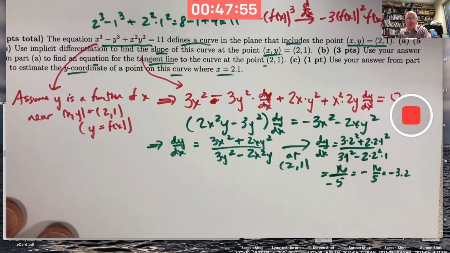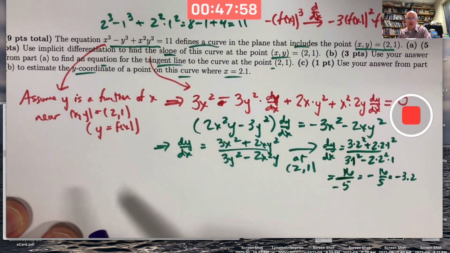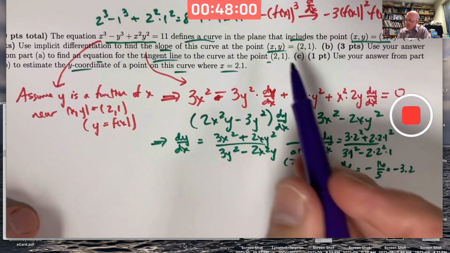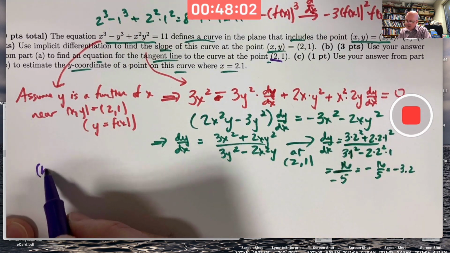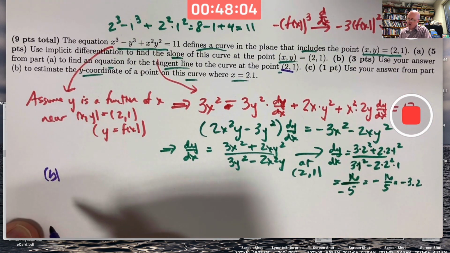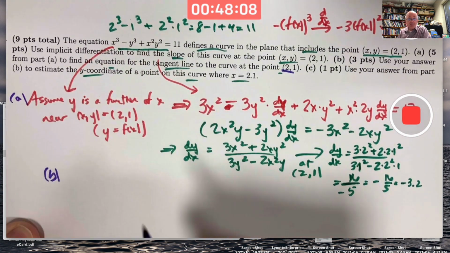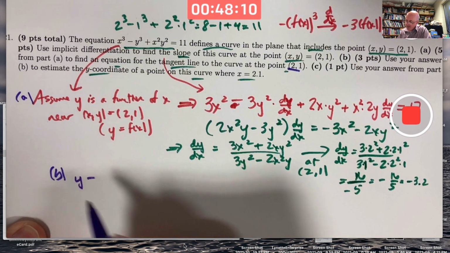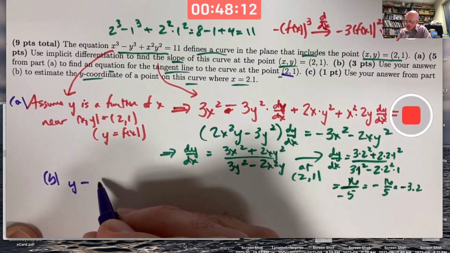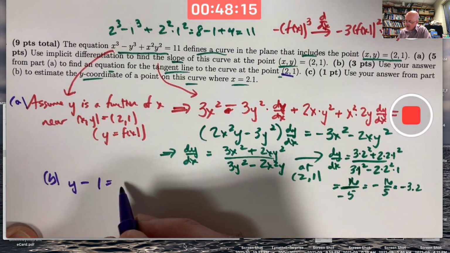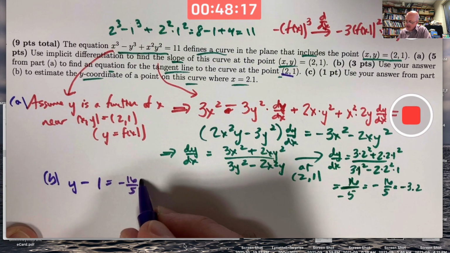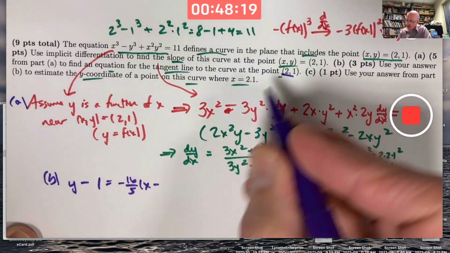Part B used the answer from Part A, the slope, to find the equation of the tangent line. At this point, easiest thing to do is write it in point slope form. All this was Part A, by the way. Y minus the second coordinate of the point in question equals the slope, negative 16 fifths, times x minus the x coordinate of the point in question.